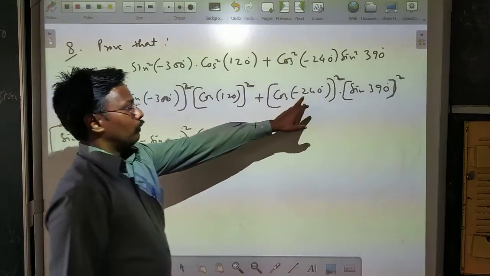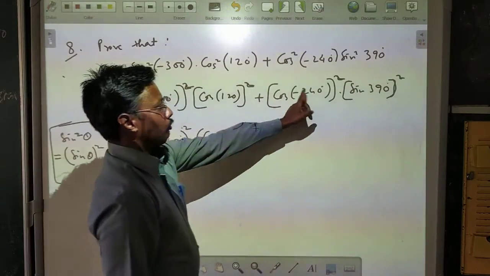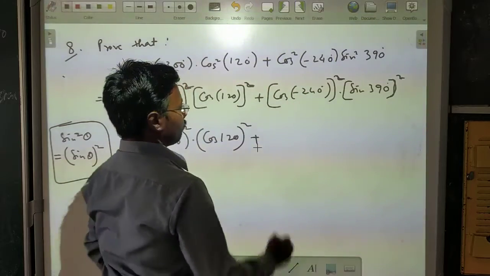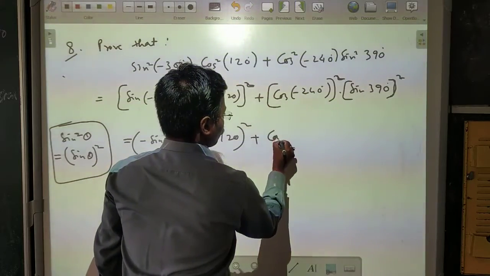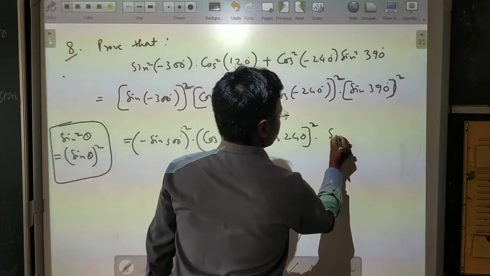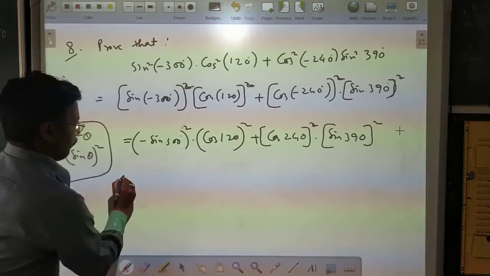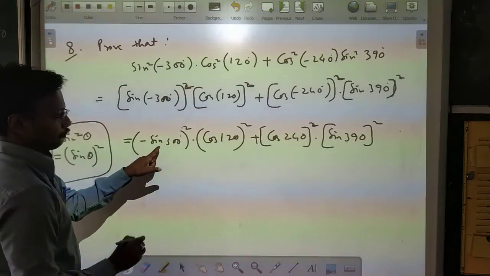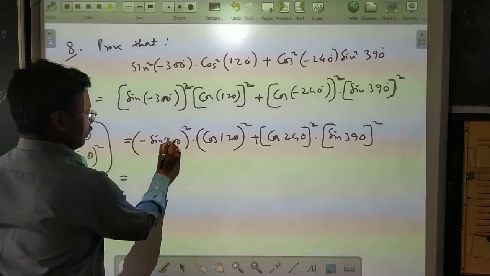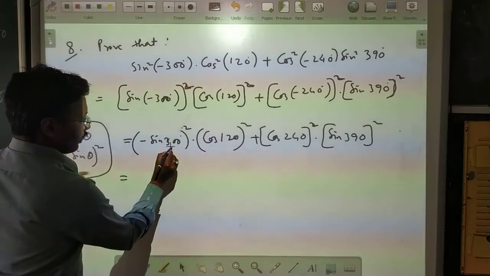Yesterday I told you for cos and sec you have to be careful, because cos of minus theta is plus cos theta and sec of minus theta is also plus sec theta, remember it. So here we get cos 240 square into sine 390 square. Minus sine 300 degree square means plus sine 300 degree square whole square.